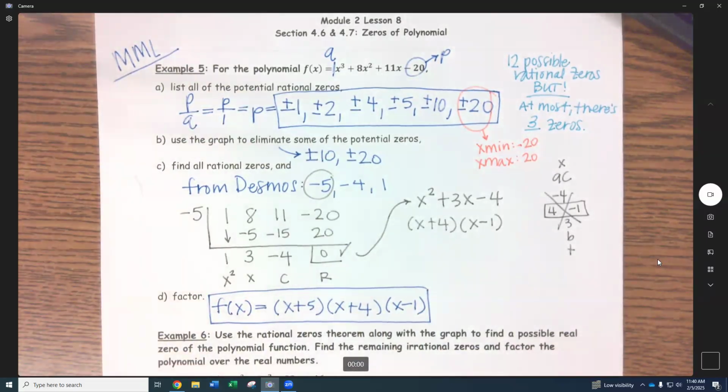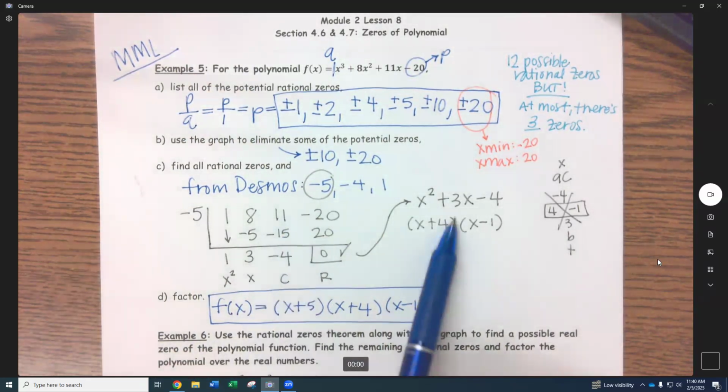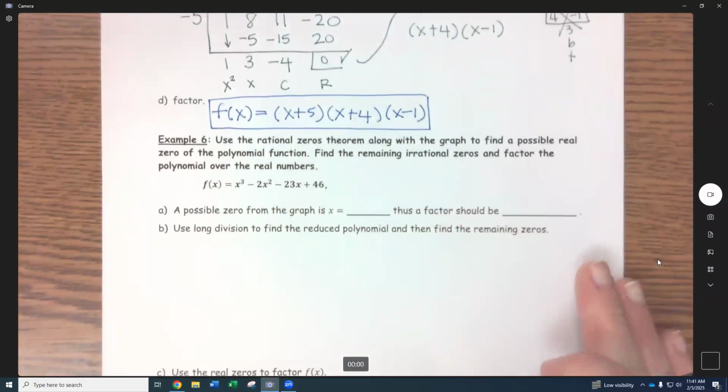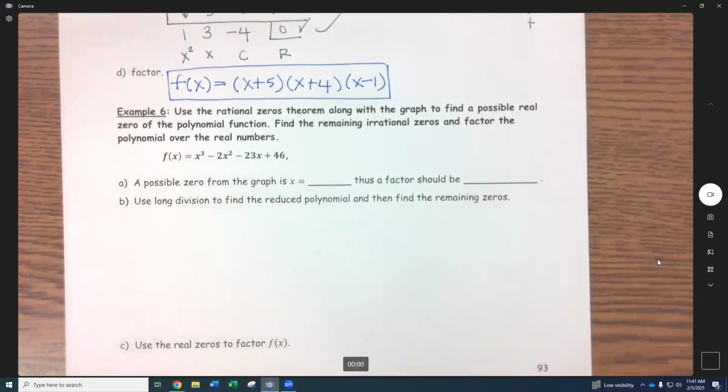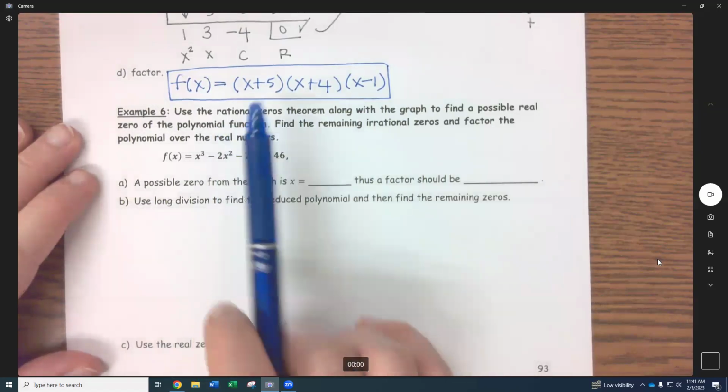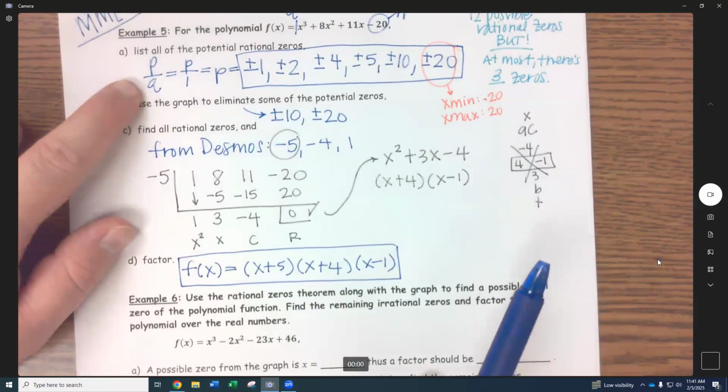Okay, let's try again on example 6, where this time I will have to go through this process because I'm not going to have all rational zeros here. So example 6: Use the rational zeros theorem along with the graph to find possible real zeros of the polynomial function. Find the remaining irrational zeros and factor the polynomial over the real numbers. So it does tell me to use the rational zeros theorem, which is this P over Q.